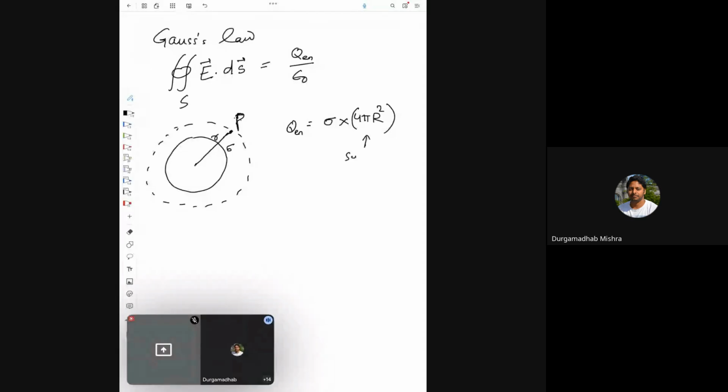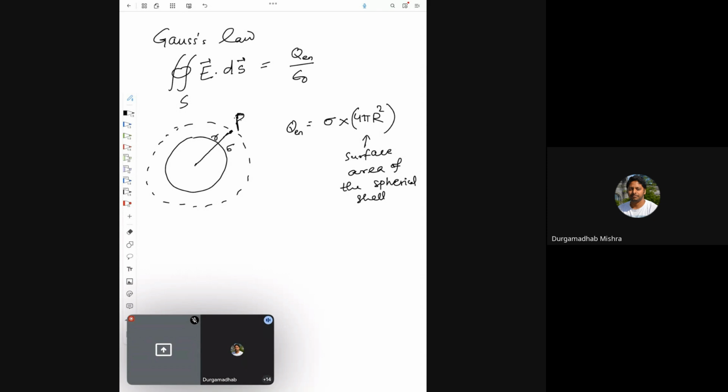So this is the surface area of the Gaussian surface. Oh, sorry. So this is the surface area of the spherical shell. All these charges are enclosed within this Gaussian surface. Okay, that part is simple. Now, what about the left-hand side?